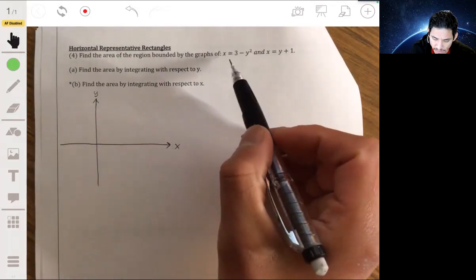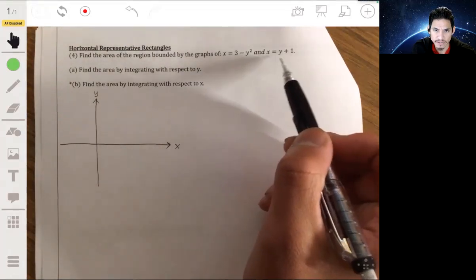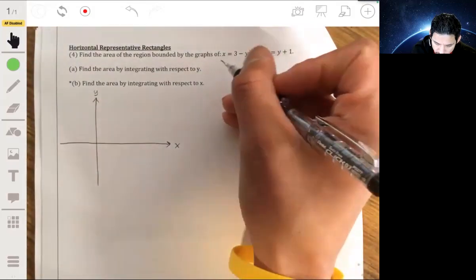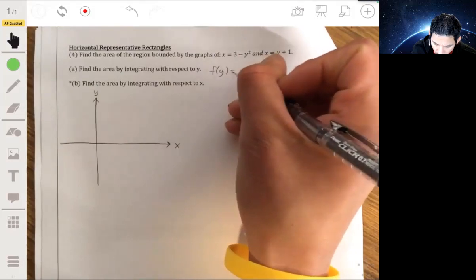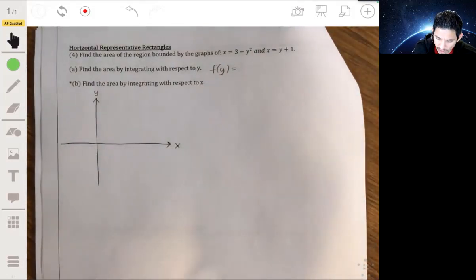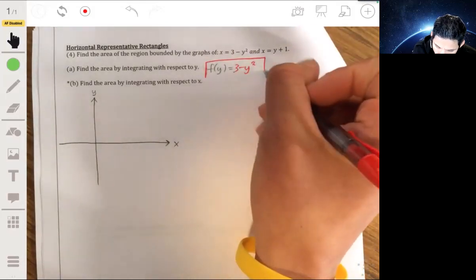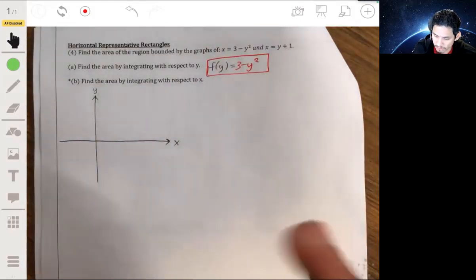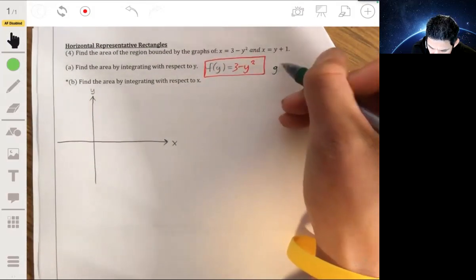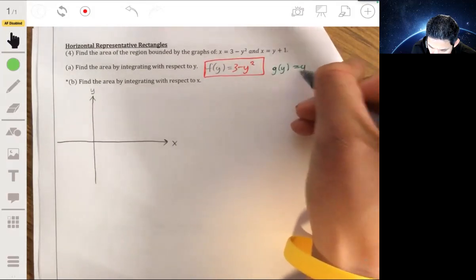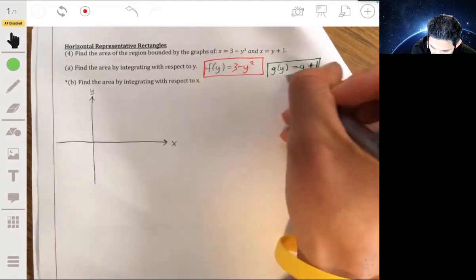So here we have the equations x equals 3 minus y squared and x equals y plus 1. These are functions of y. So I'm going to write this as f of y. I'll make f of y equal to 3 minus y squared, and then let's make g of y equal to y plus 1. So we have to figure out what area is bounded by them.